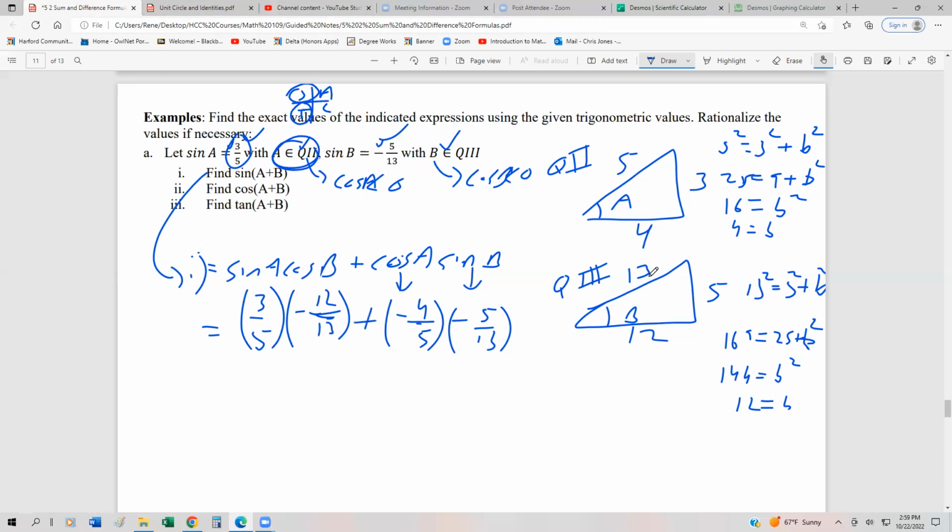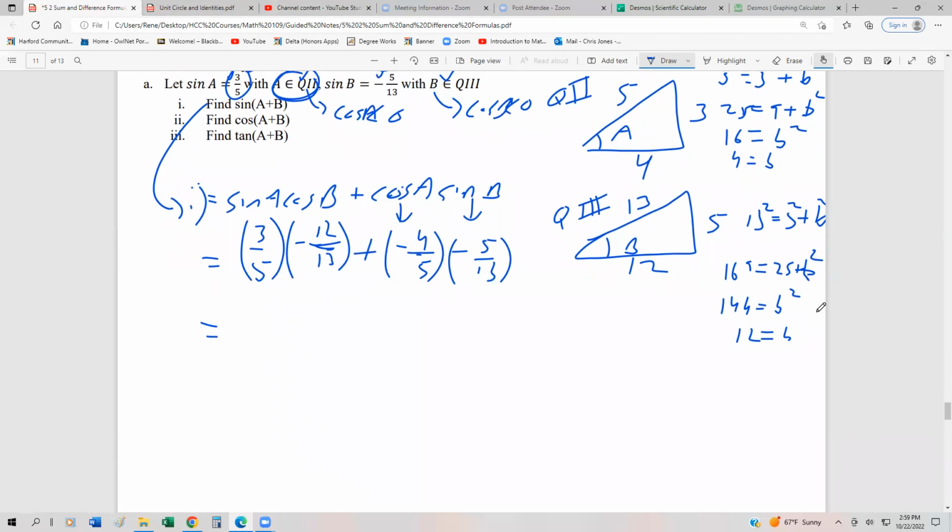So now we finish this off by multiplying. 3 times negative 12 is negative 36. 5 times 13 is going to give us 65.